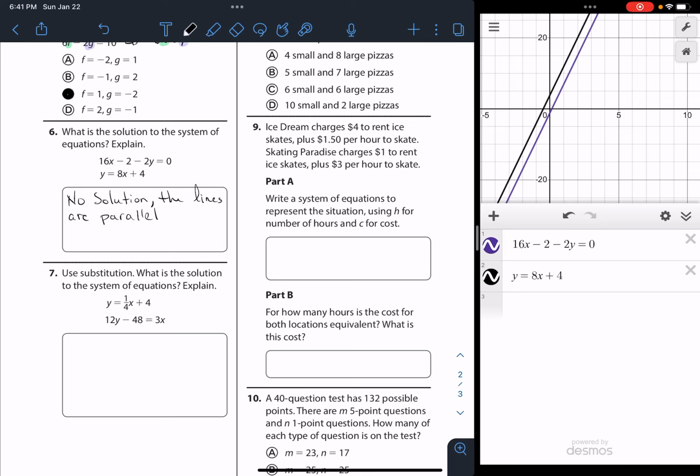You're good. Number 7. Use substitution. What is the solution to the system of equations? Explain. You're welcome to use substitution. However, on your test, it's just going to ask for the solution. This is a paper copy of the test, so that I have a PDF version and I'm able to go through it with you guys.